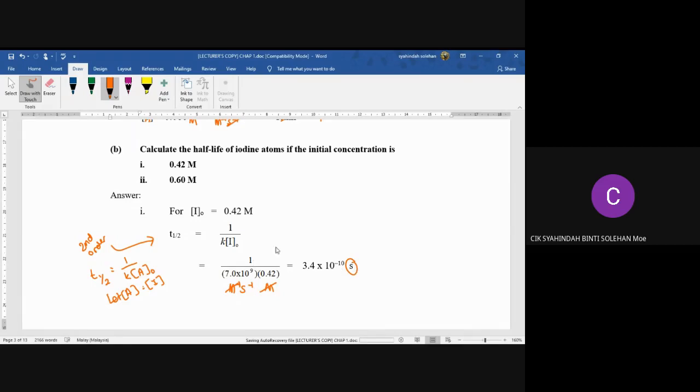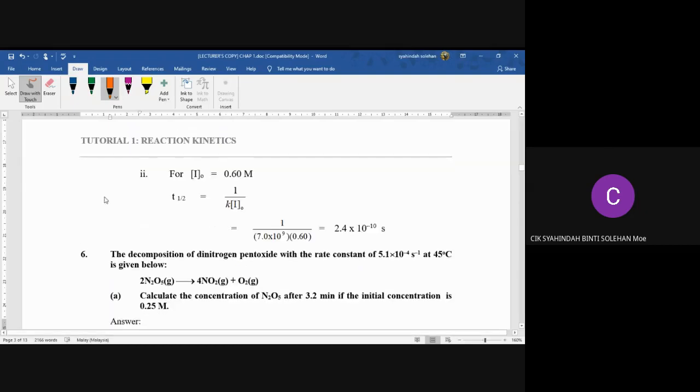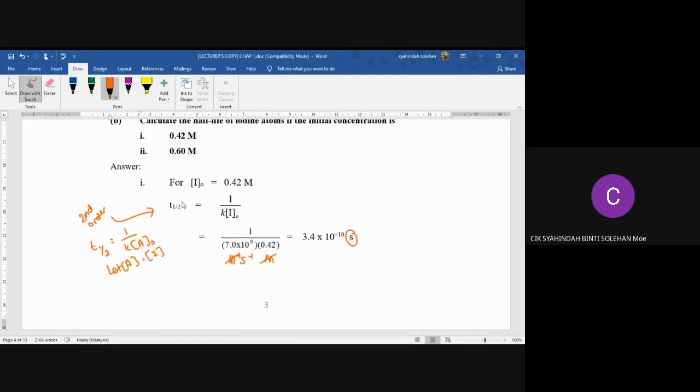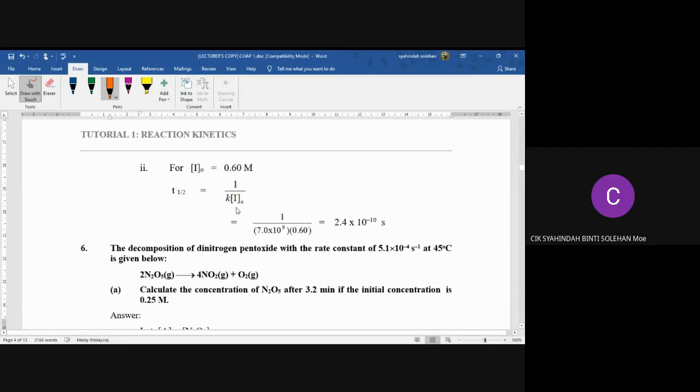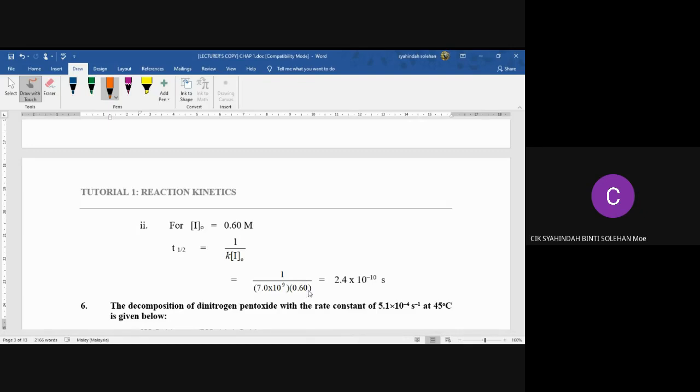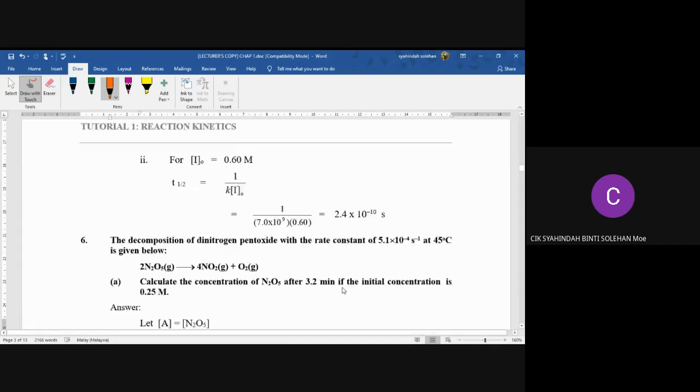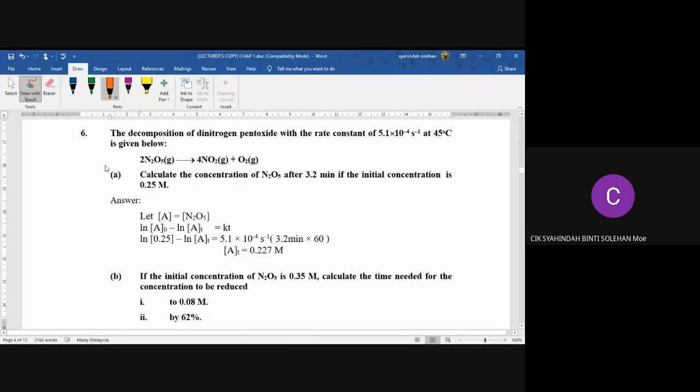Alright, and then next ialah what if your half-life tu, kalau let's say you punya initial concentration you 0.6, so masukkan sahaja. Rate constant dia still sama, tak berubah. And you will get the half-life ialah 2.4 times 10 to the power of negative 10 second. Okay. And next ialah soalan nombor 6.